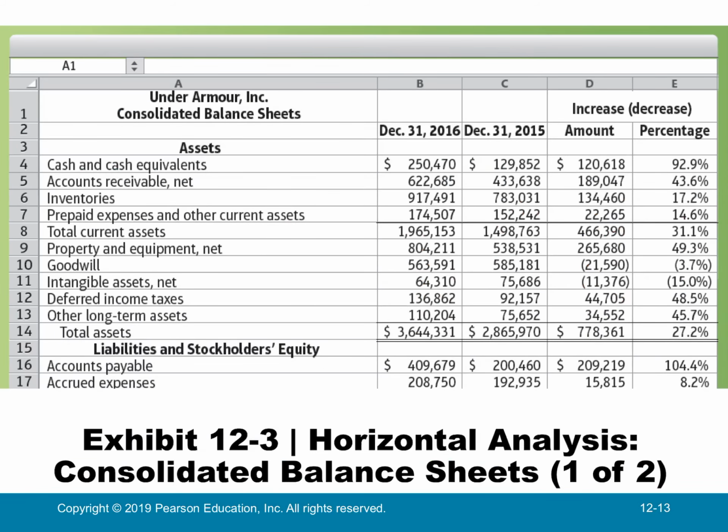And here you can also do this in the balance sheet, right? So this is the balance sheet going from 2015 to 2016, and you can see I can calculate the increase or decrease of each item and then calculate the percentage. So this was 120,618. That's the change from 2015 to 2016 of cash and cash equivalents, divided by the base year, which is 2015, 129,852. And so that gives me 92.9%.